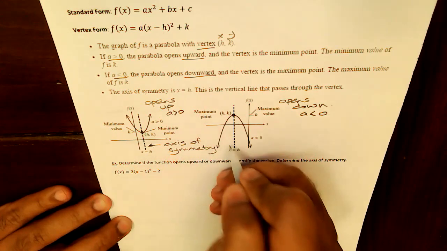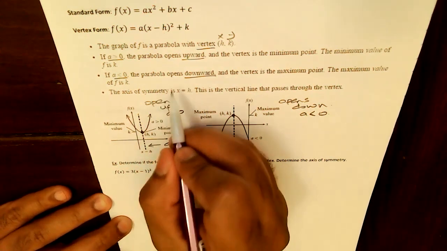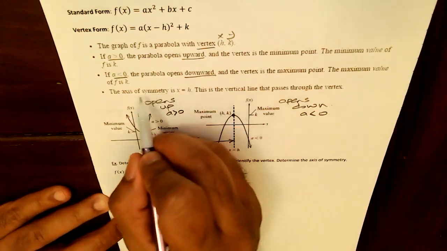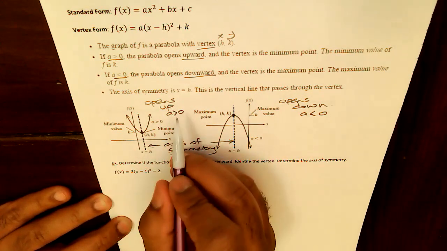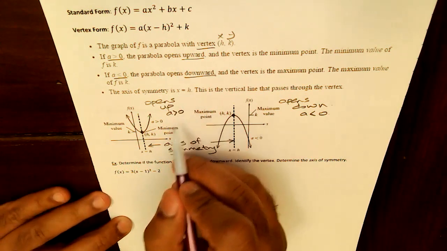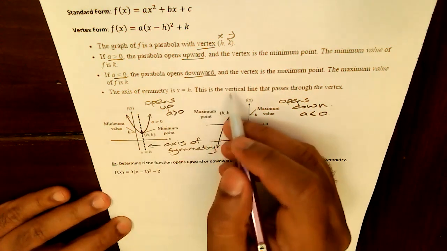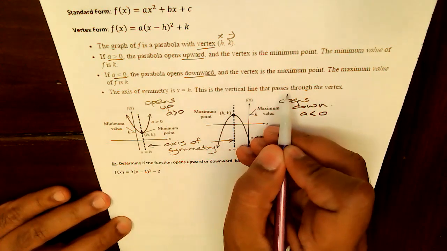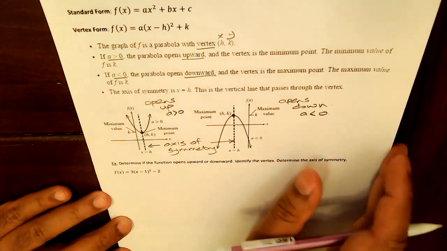And the axis of symmetry is always the value of h. So the axis of symmetry is a line. So we're going to write the line. The equation for the line is going to be the equation x equals h, h being the x value of the vertex. Okay, and like it says in the notes right here, it is a vertical line that passes through the vertex. We'll call that the axis of symmetry.